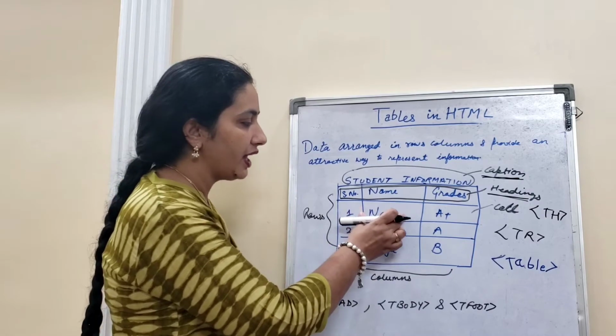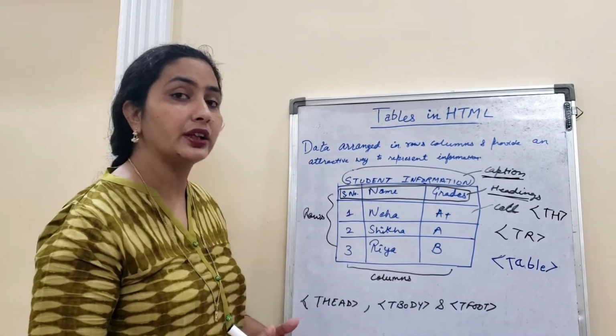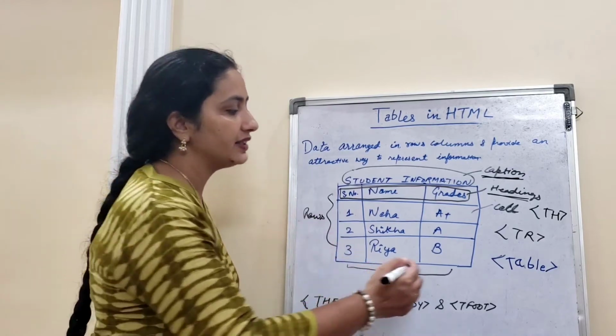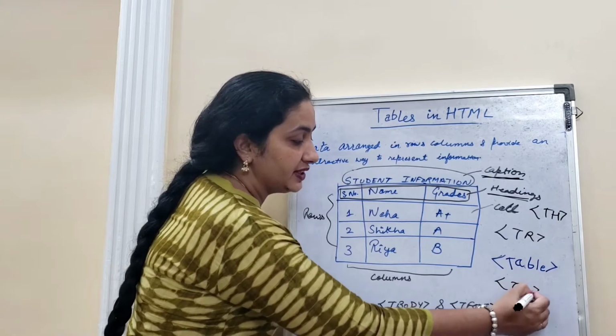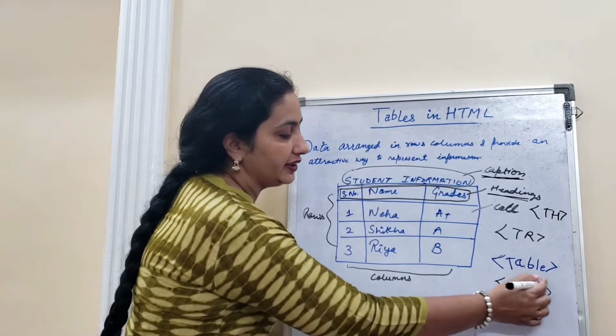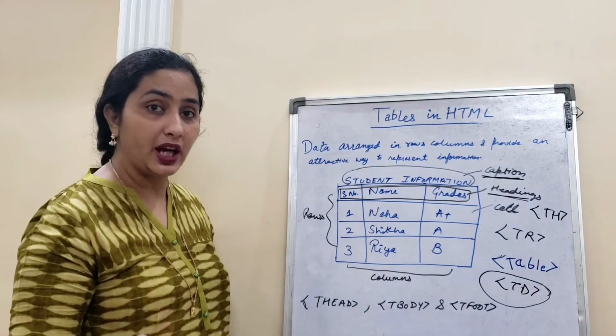And then comes our cell where we are writing our data. So whenever we are writing our data in these rows, for creating these cells we need the tag that is known as TD, which means table data.